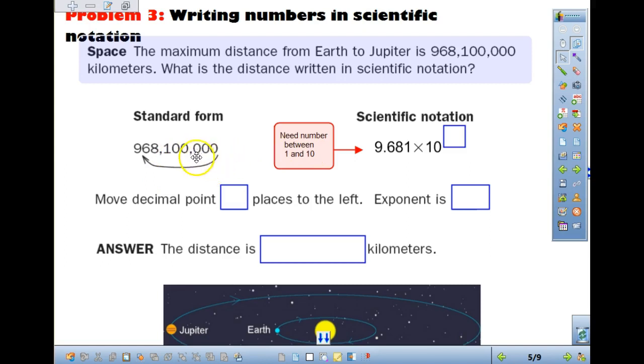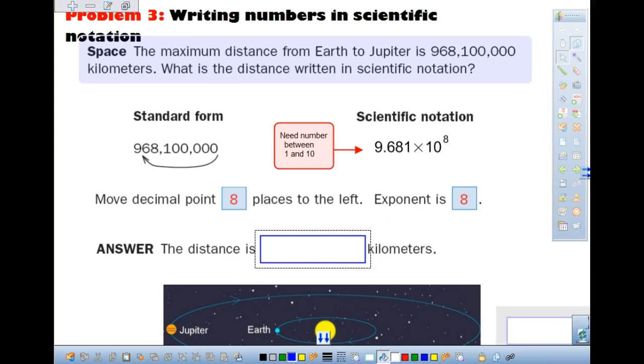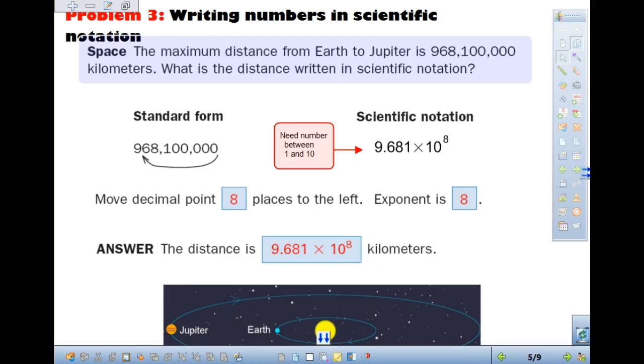And again, we're not counting 5 zeros. We're counting how many places we are moving. So 3, 6, and in this case, we should have 8. It's a positive 8. The reason it's positive is our number was larger than 1. So if we are looking at the maximum distance from Earth to Jupiter is that many kilometers, we are going to write it in scientific notation as 9.681 times 10 to the 8.